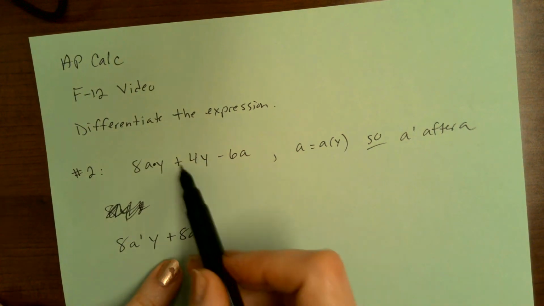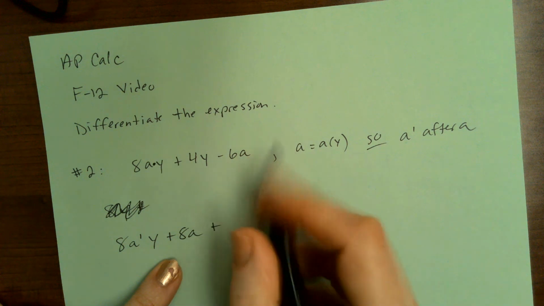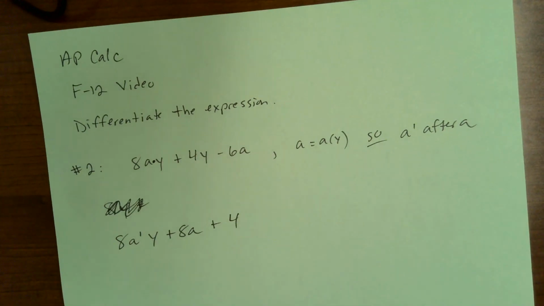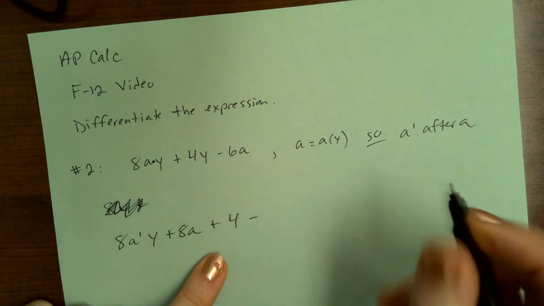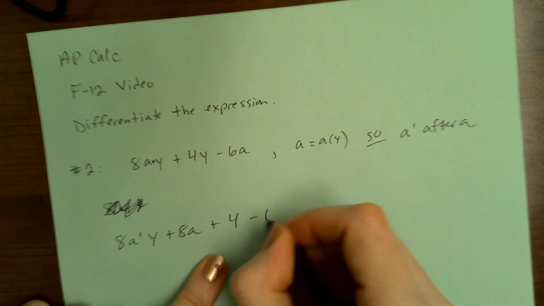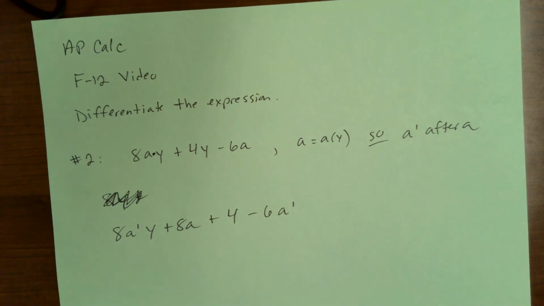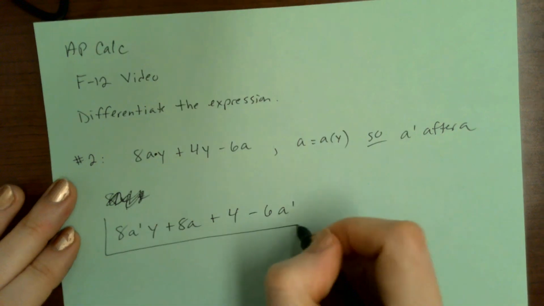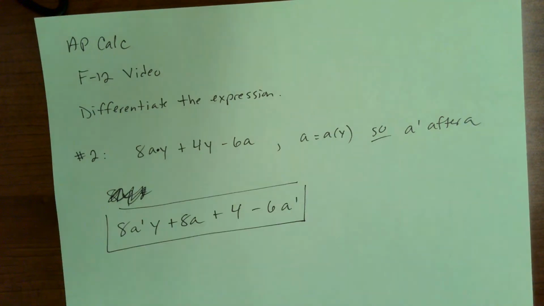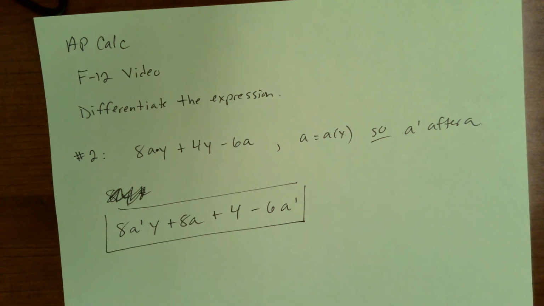Okay, plus derivative of 4Y is just 4, minus the derivative of 6A is 6, but I've got to follow it with an A prime. Okay, so you've just got to pay close attention to what gets the prime. And in this case, it is an A derivative.